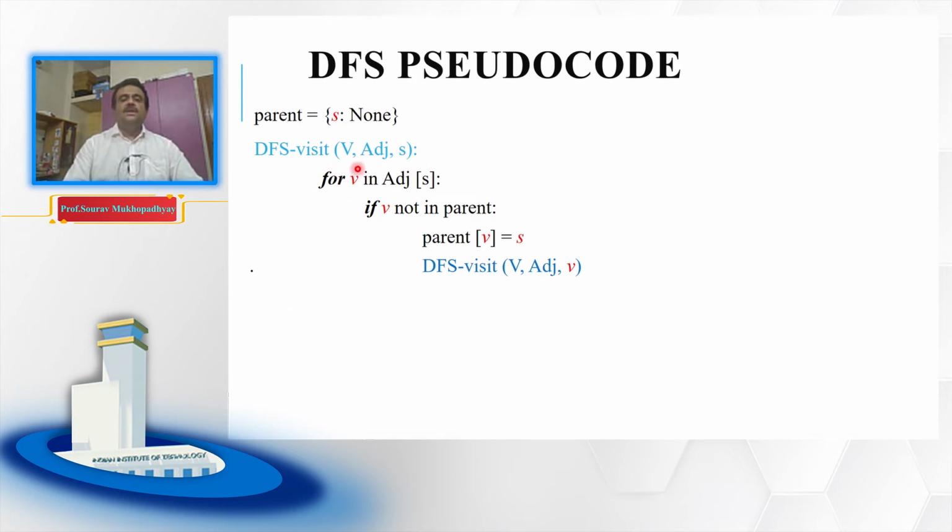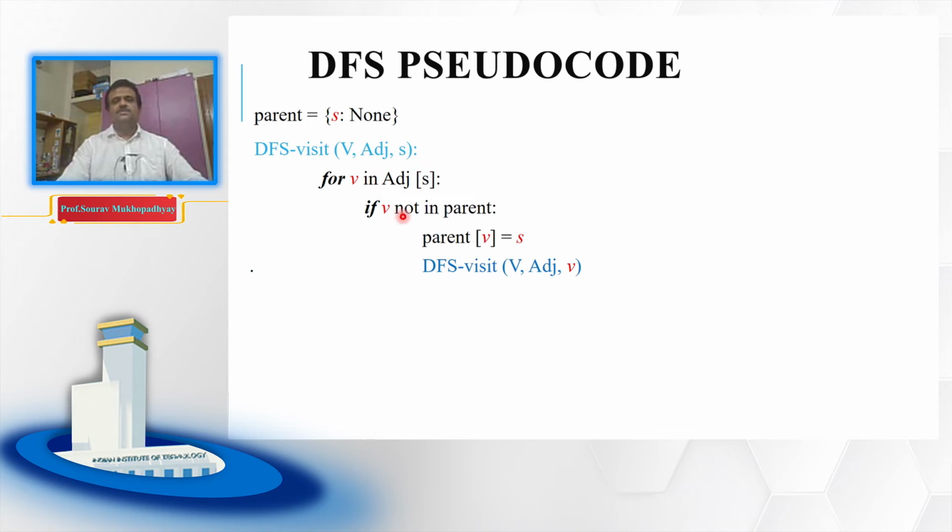So what is the input? Input is the graph. We are given the adjacency list of all the vertices, and this is the vertex set, and this is the adjacency list of the vertices, and this is a source vertex. We want to explore the graph which is reachable from this source vertex. So this code does that. It will explore all the vertices reachable from the source vertex.